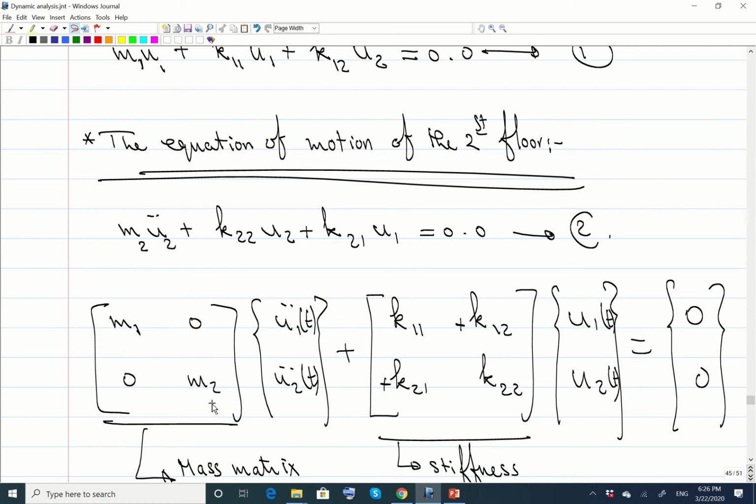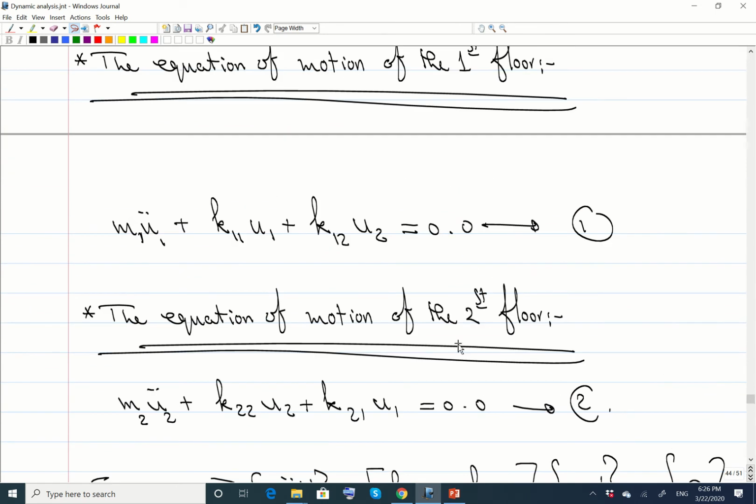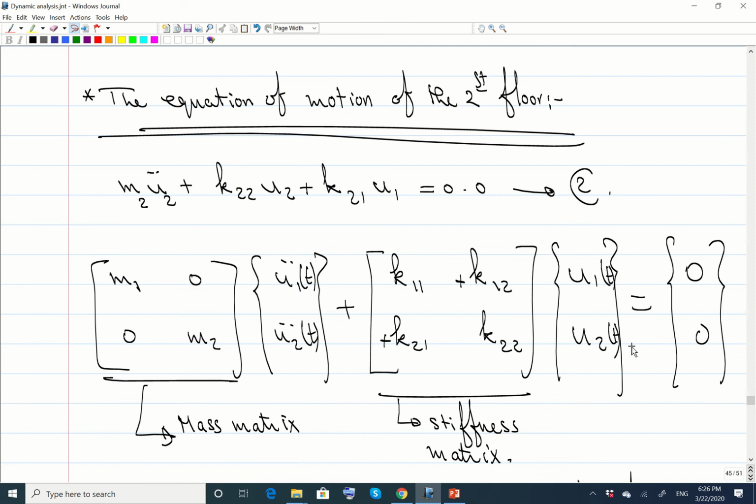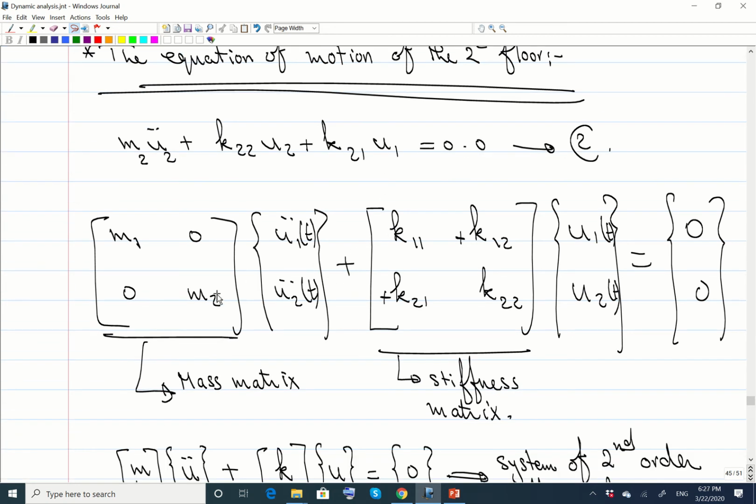And then the second equation can be written as 0 multiplied by u1 double dot and m2 multiplied by u2 double dot, and k21 multiplied by u1 and k22 multiplied by u2, equal to the vector over here, the forces that we would have if there were any forces on this side. There will be the load vector. So now, instead of having m u double dot plus k u equals p as scalar values, we actually have them here in vector or matrix form.